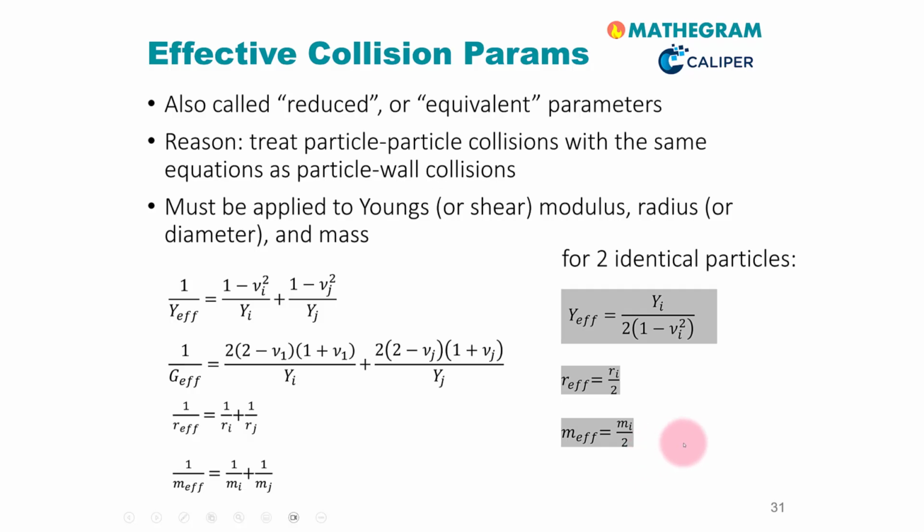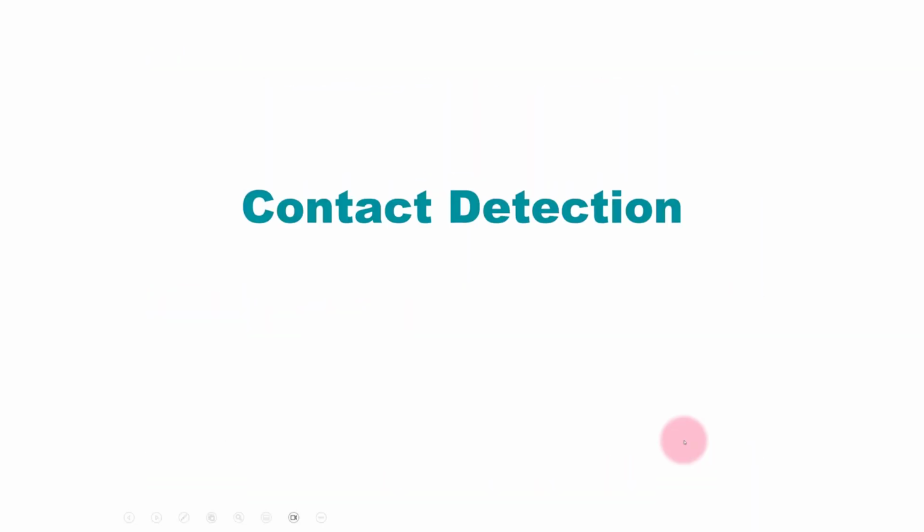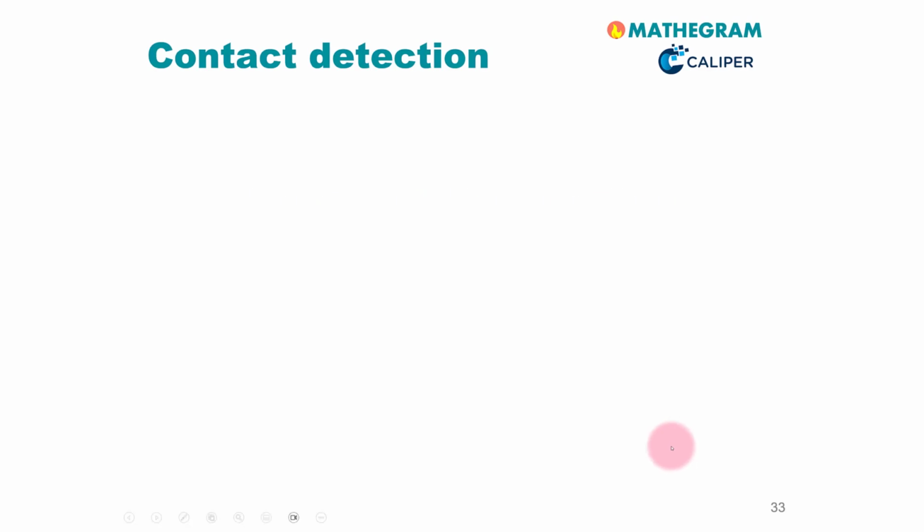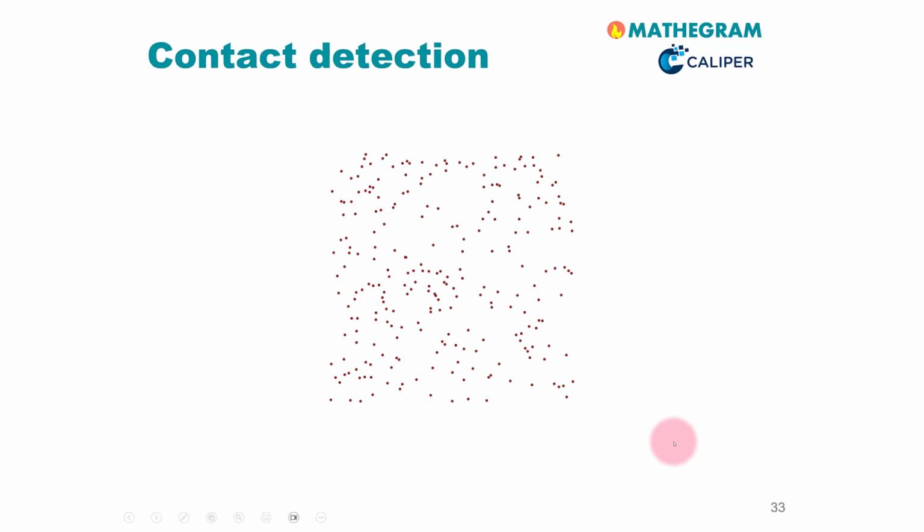The third part I would like to discuss with you is contact detection. Why is contact detection important at all? You have seen in the soft sphere discrete element method, we need to calculate the contact forces between particles. Those contact forces depend on the overlap between two particles. And of course, this overlap is only relevant if particles are really in contact and overlapping.